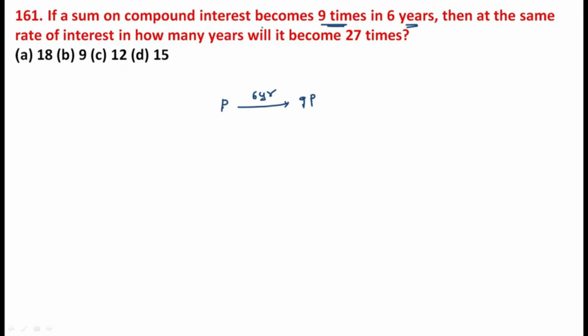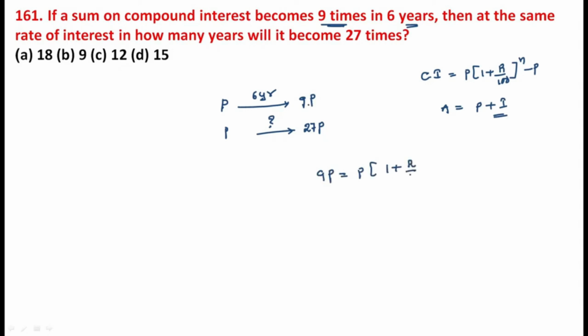Now the question: at the same rate of interest, how many years will it become 27 times? Now P becomes 27 times of P. How much time does it take? As you already know the compound interest formula, P into (1 plus R by 100) whole power n minus P. If you want the amount, it is the addition of both principal and interest. Now see, here 9P is the amount, principal is equal to P, and the rate of interest you need to identify. Now it takes 6 years. So P cancels. Now you can get 9 exactly equal to (1 plus R by 100) whole power 6.